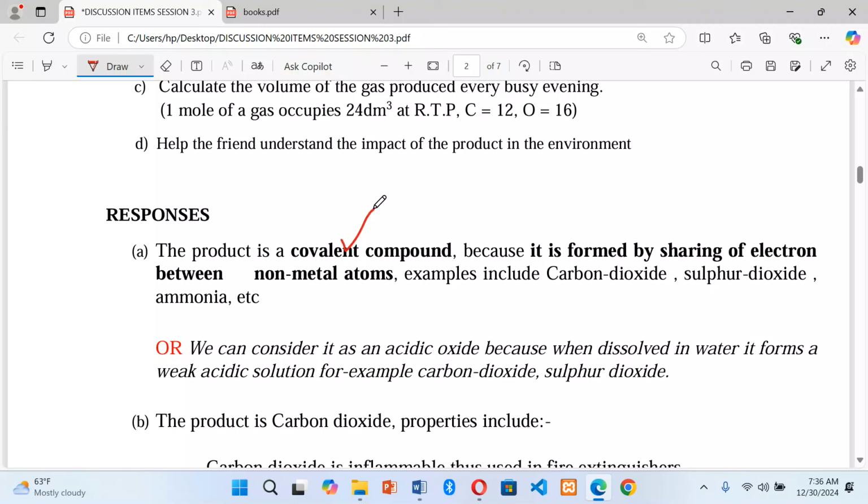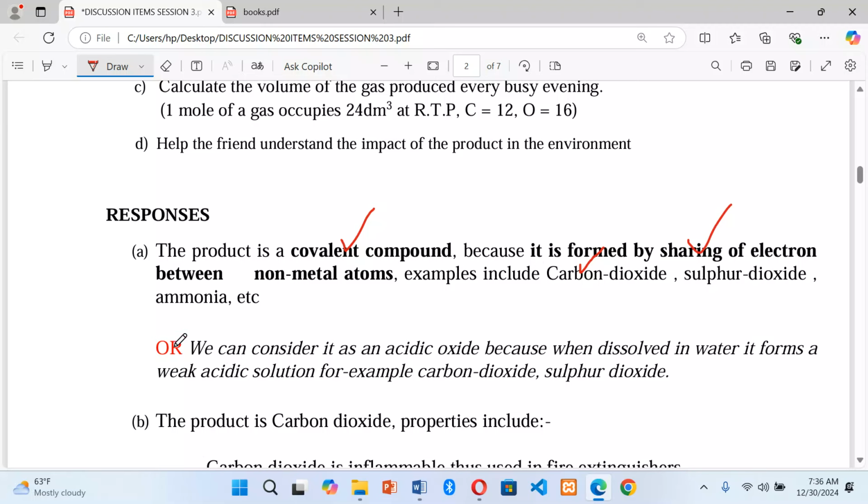But as we said, when we are categorizing these products, we give a reason for the category and then we give the example. So I'm saying the product is a covalent compound because it is formed by sharing of electrons between non-metal atoms. For example, carbon dioxide, which is our example in the scenario. But I've given other examples like sulfur dioxide, ammonia, and more others.